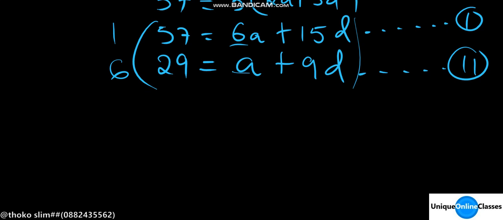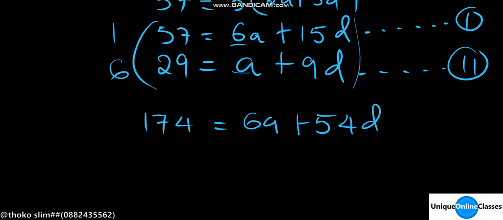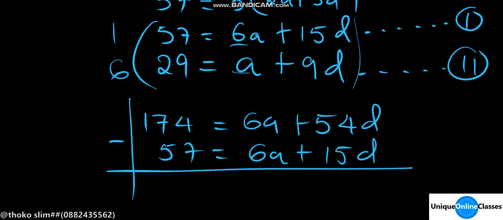So tikapanga 6 times 29, that will be 174. So we have 174 here is equal to 6a plus 54d. And equation 1 times 1, we have 57 here is equal to 6a plus 15d. If you subtract 174 and 57, that will be 117.